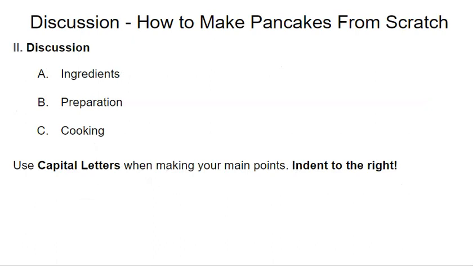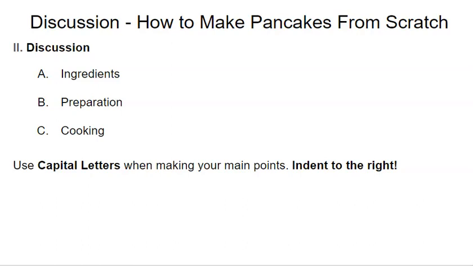Now, I talked about the demonstration speech of how to make pancakes from scratch, and what I've done here is I've come up with a strategy. I've broken down the process of making pancakes into 3 different categories. 1 is the ingredients, 2 is the preparation, and 3 is the cooking. So, I have the discussion, right? It's in bold letters, and then I have in capital letters A, ingredients, B, preparation, and C, cooking. We use capital letters when making main points, and we always indent to the right.